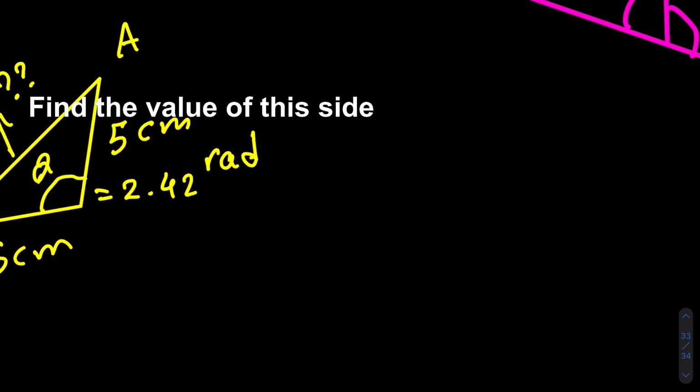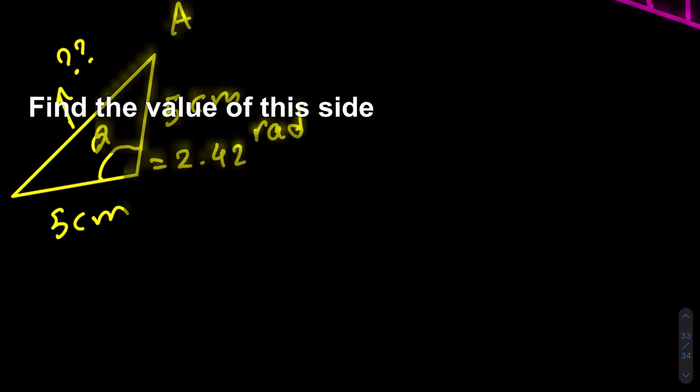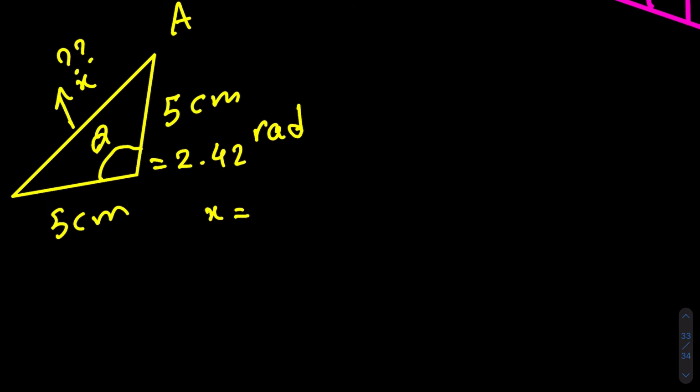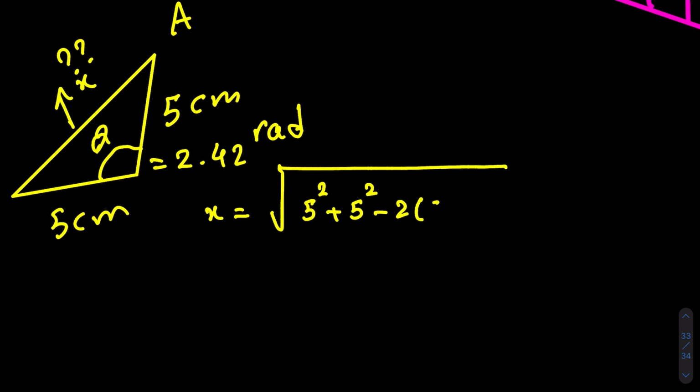So I just write the value directly. I don't write the formula. This question mark, or x, let's say x is equal to square root of 5 squared plus 5 squared minus 2 times 5 times 5 times cosine theta. In theta I can write both, degrees or radians, doesn't matter.